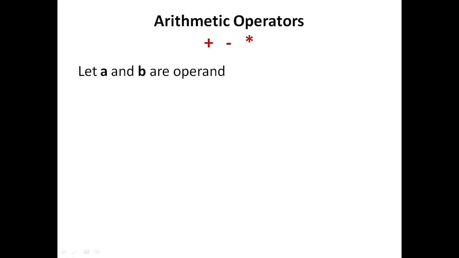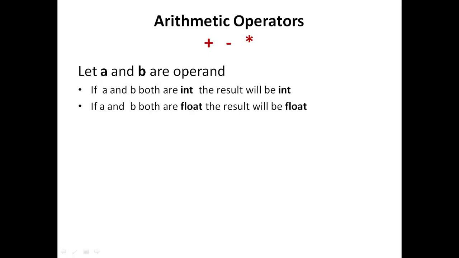So let we have two operands a and b, and if both operands are integer type, the result will be of integer type, and if both are of float type, or if any one of them is of float type, the result will be float type.